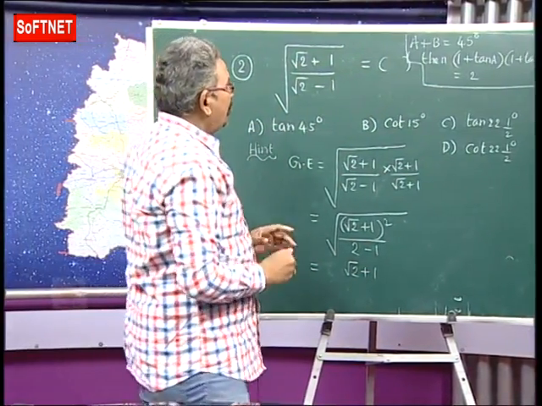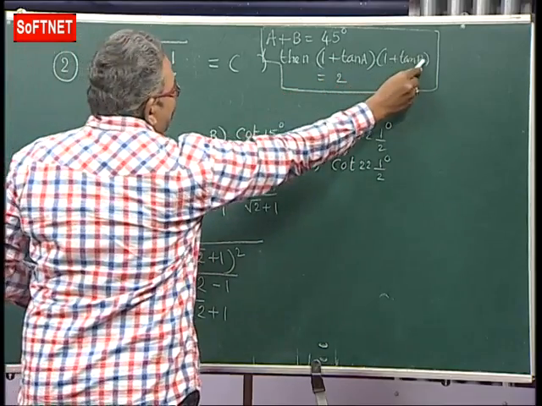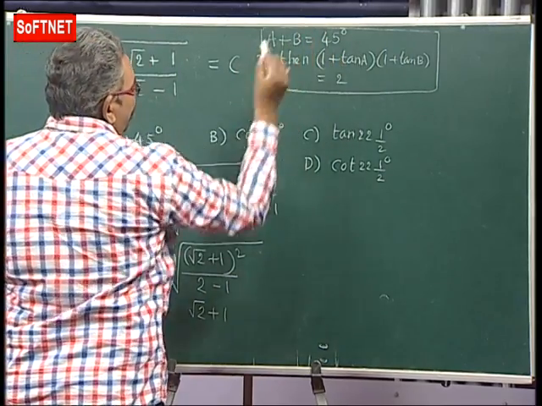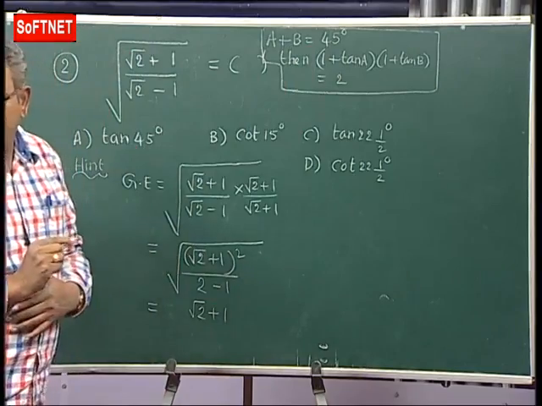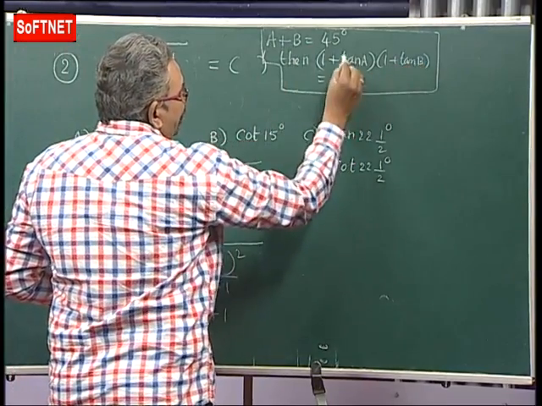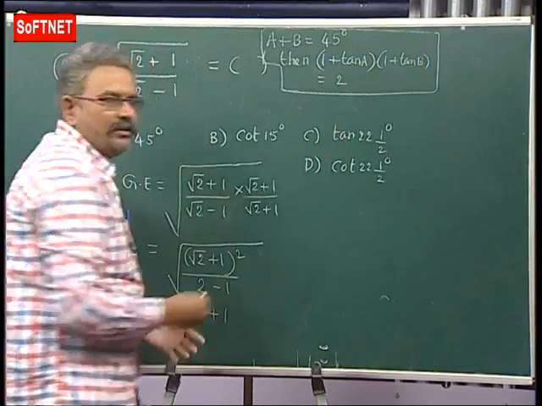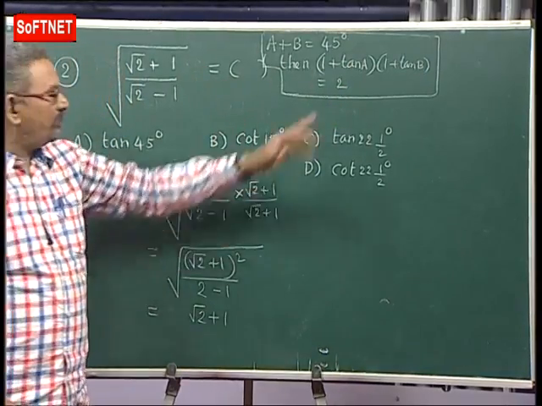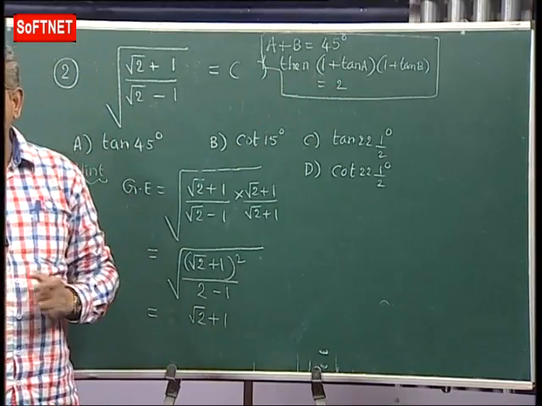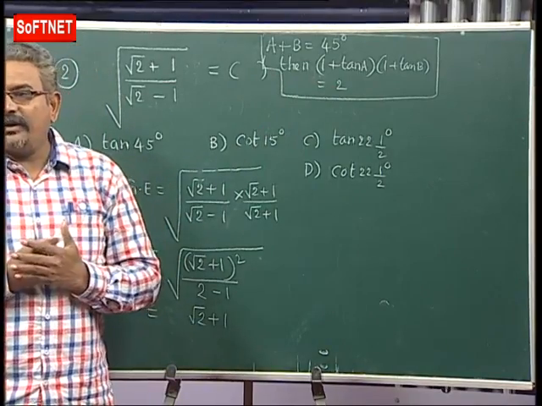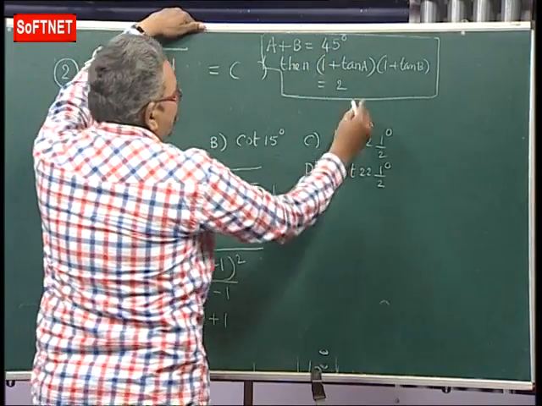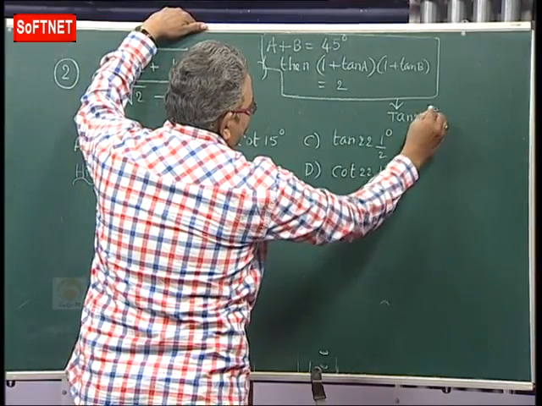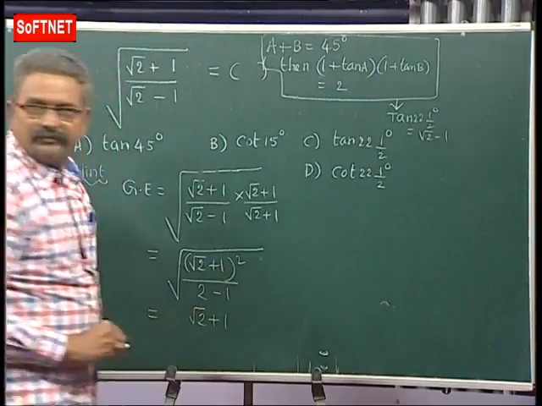Now you do one thing. If you put B is equal to A, what does it become? B is equal to A means 2A is equal to 45, so A becomes 22 and half. Here B becomes A, so 1 plus tan A into 1 plus tan A, 1 plus tan A whole square, is equal to 2. 1 plus tan A becomes root 2. Tan A is root 2 minus 1, where A is 22 and half. So remember this formula: tan 22 and half degrees is equal to root 2 minus 1.